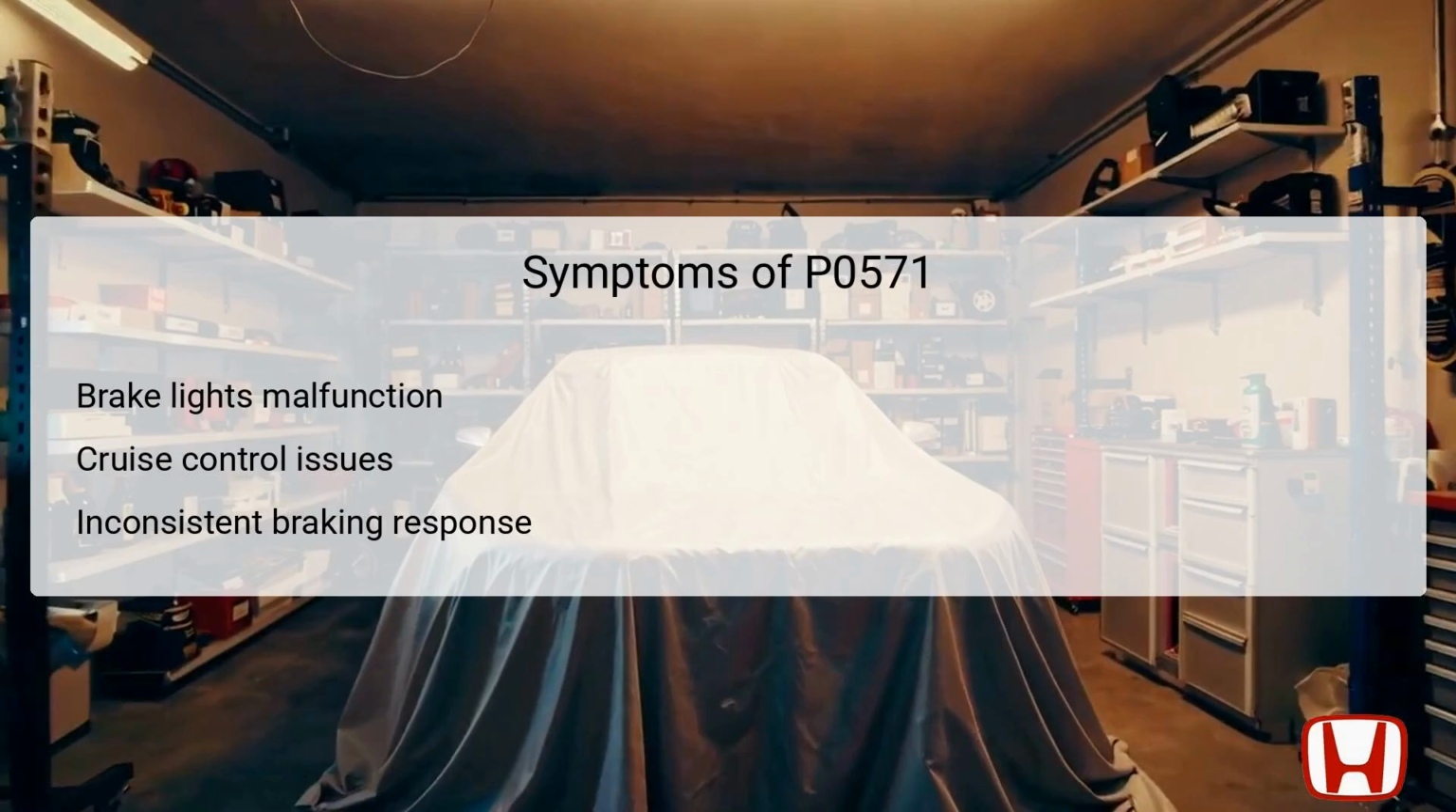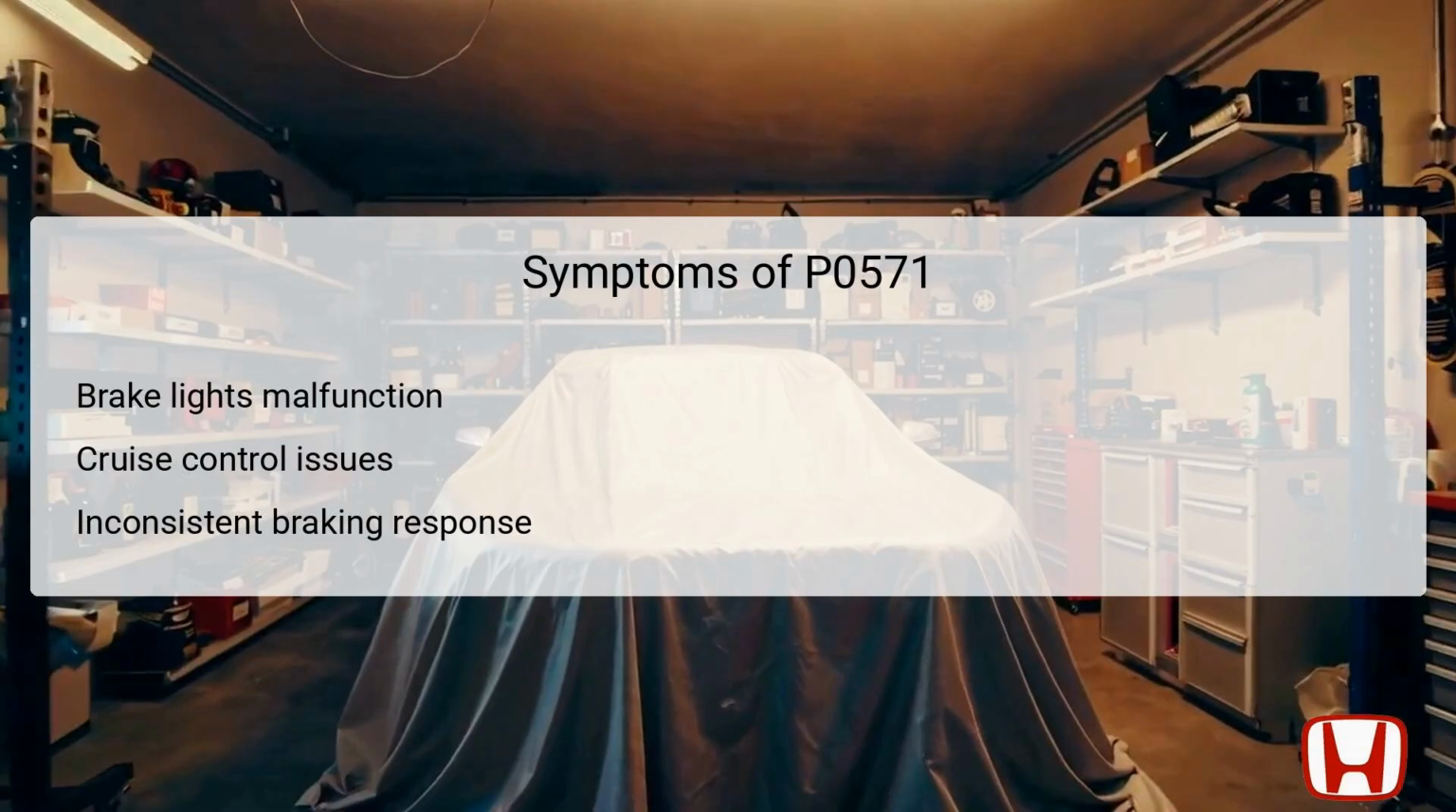Symptoms associated with DTC P0571 may manifest in several critical ways that affect both vehicle operation and safety. One prominent symptom is the malfunction of the brake lights. If the brake pedal position switch is faulty, the brake lights might not illuminate when the pedal is pressed, or may remain on when the pedal is not engaged. This could lead to safety hazards on the road, as other drivers may be unaware of your intentions to stop.